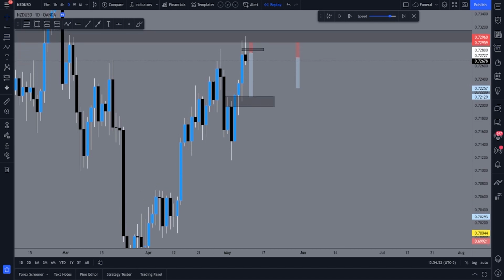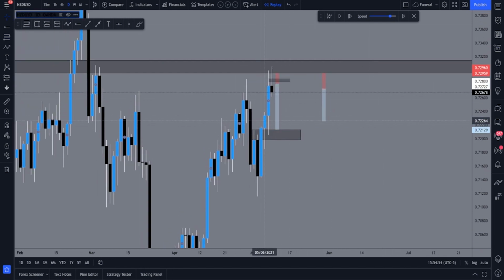What do we have? We just don't want to sell blindly. We have a market that has just made its way up, and we've recently tapped into this area of structure resistance that we want to see act as resistance again. So it was resistance over here. We want to see it act as resistance again, just respecting the market.